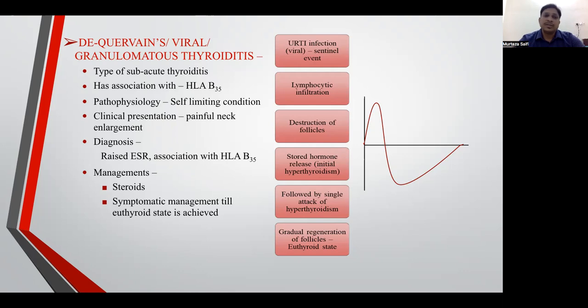The main clinical presentation is painful neck enlargement. Diagnosis is by raised ESR. Association is with the HLA-B35 gene. As it is an inflammatory, self-limiting condition, management is mainly by steroids. Symptomatic management till euthyroid state is achieved should be there. As it is self-limiting, nothing more with the management part.